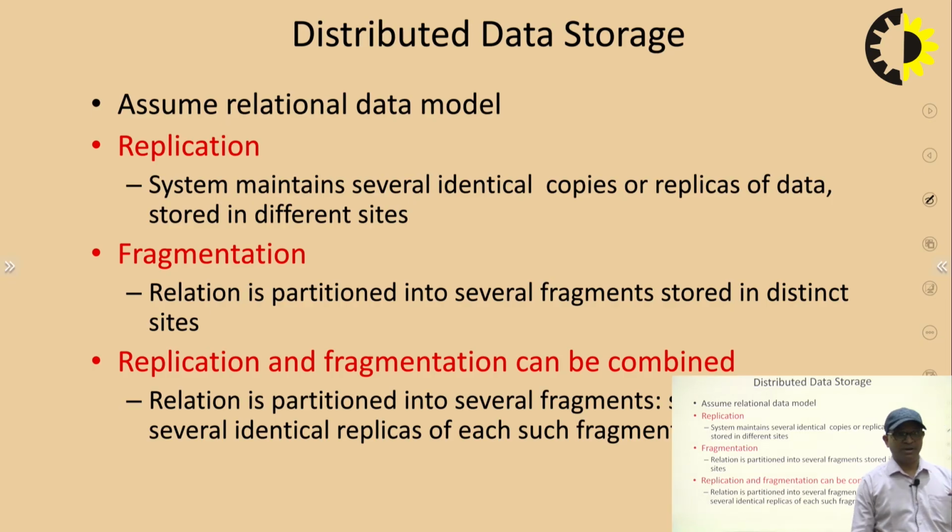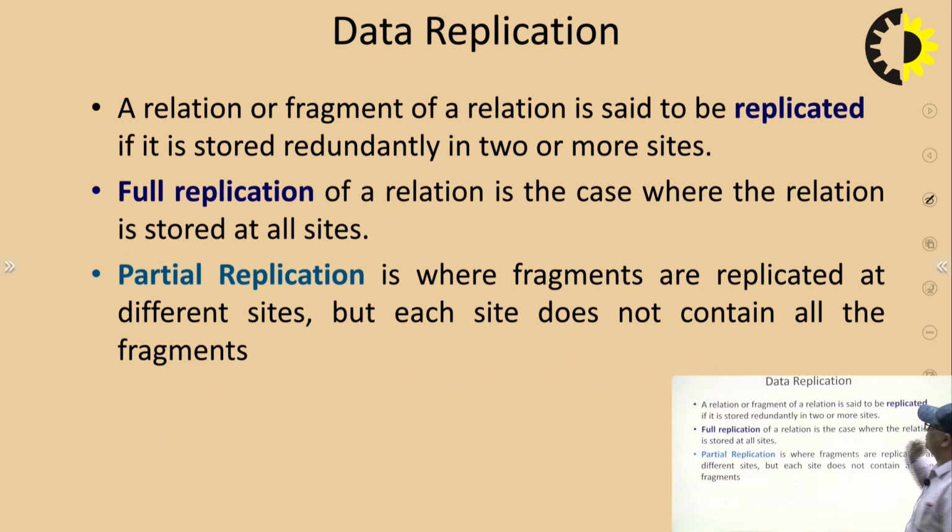Replication and fragmentation can be combined somewhere, like in the banking system also. The relation is partitioned into several fragments and the system maintains several identical replicas of each such fragment. Both properties can be combined. Okay, so next, data replication. A relation or fragment of a relation is said to be replicated if it is stored redundantly in two or more sites, the same copy. Full replication of a relation is the case where the relation is stored at all the sites, and partial replication is where the fragments are replicated at different sites, but each site does not contain all the fragments. It means partial fragmentation.